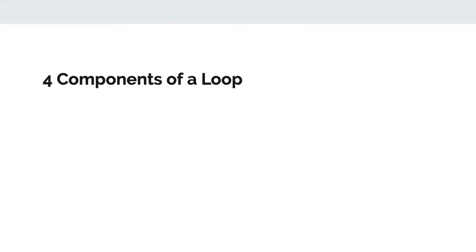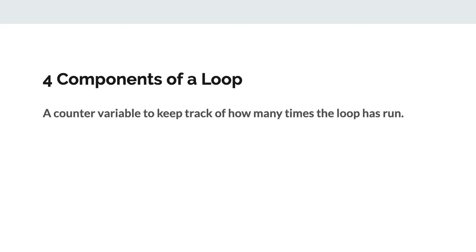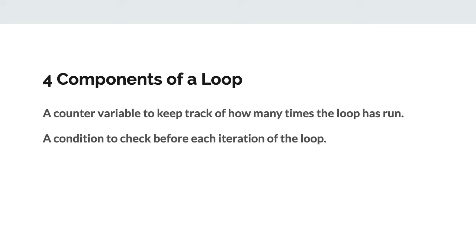So in order for the computer to have this fun little conversation with itself, we need to give it some information in the form of writing some code. So let's just go over the 4 components of a loop, all right? The first thing we need to do is set up a counter variable to keep track of how many times the loop has run. Each time the loop runs, we're going to refer to that as an iteration. It also needs a condition to check before each iteration of the loop. In my little example with the pennies, we were always checking to see whether or not the counter has reached the number 4.